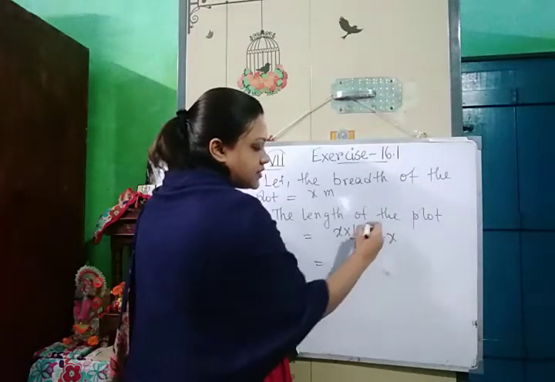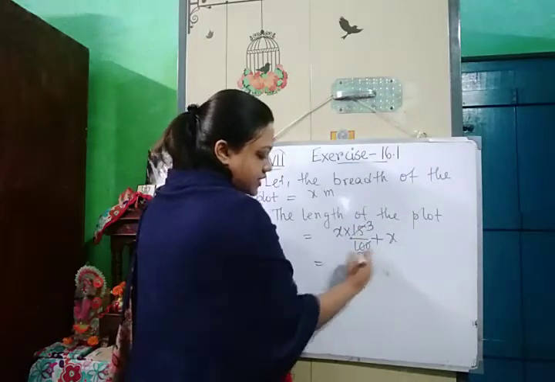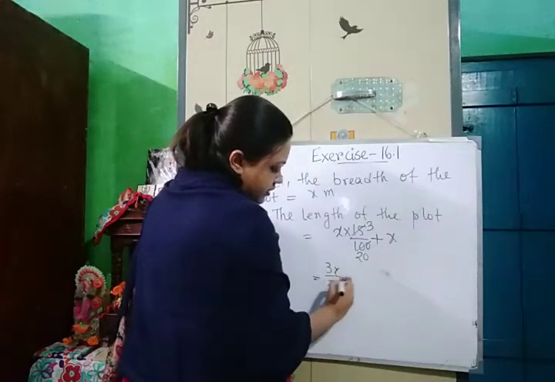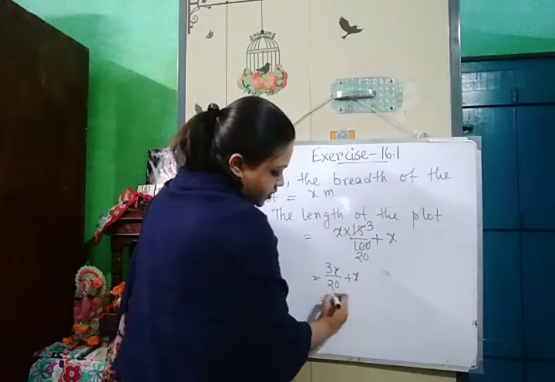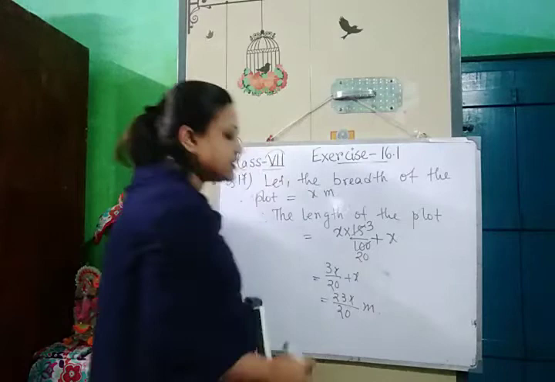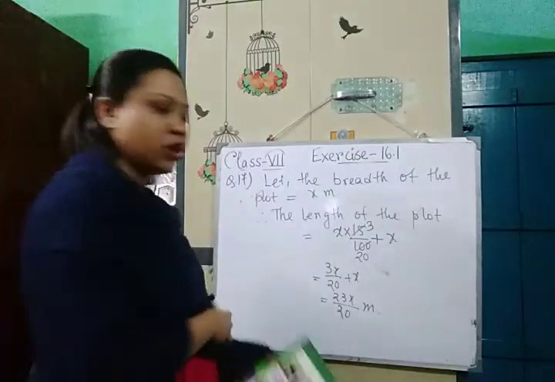So now we will do the cancellation. 5 threes are 15, 5 twenties are 100. So it's 3x by 20 plus x. That means 23x by 20 meter. That is the length of the plot.